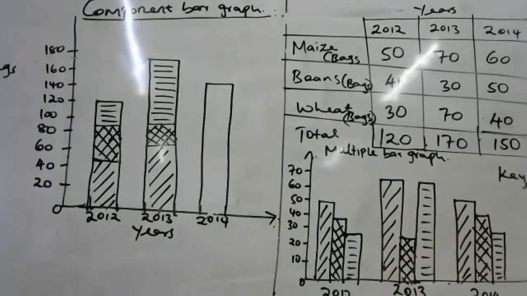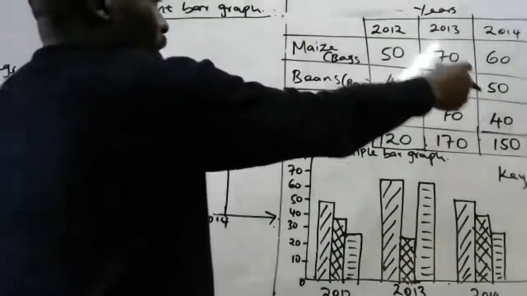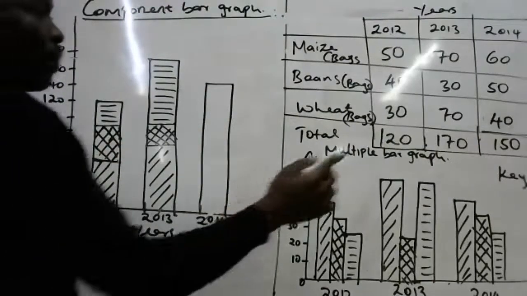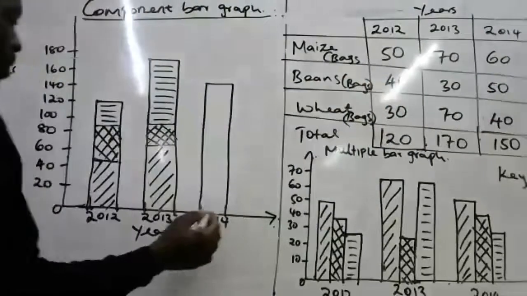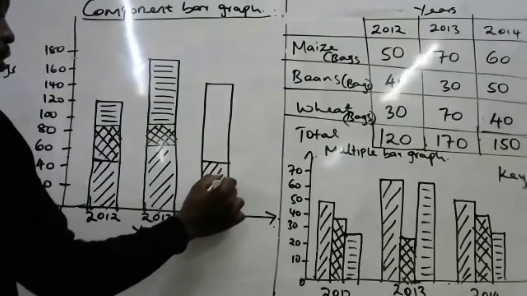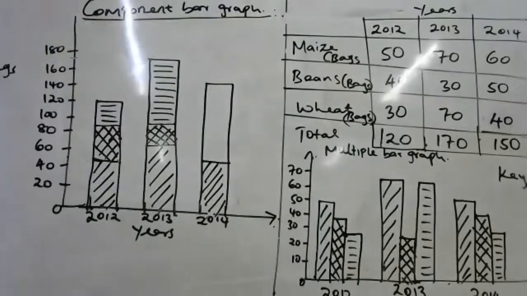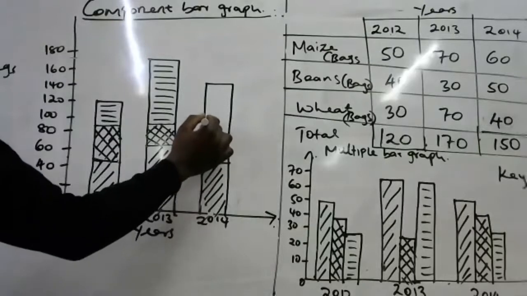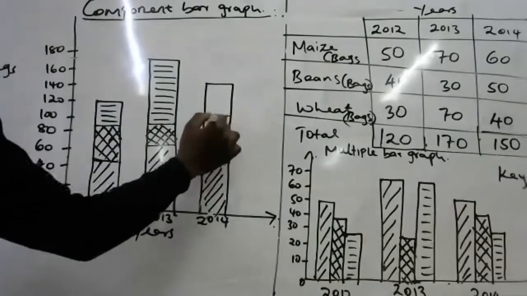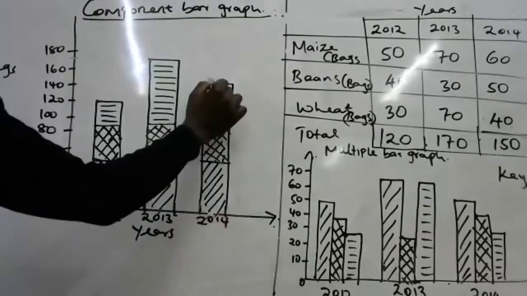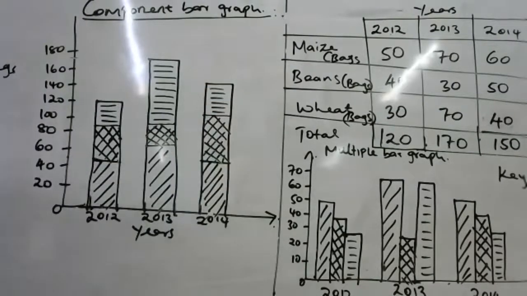On the same approach, 2014, the total is 150, that's why we have a height of 150 here. Then out of the 150, 60 represents maize. So from 0 to where we have 60, that is for the maize. 60 plus 50 is going to be 110. We just take where we have 110. And then the remaining component is for wheat. That is actually how we come up with the components.